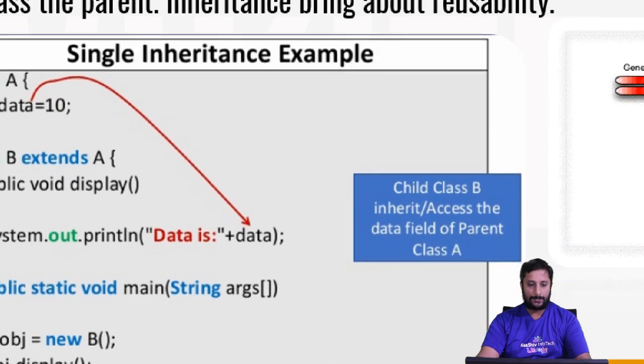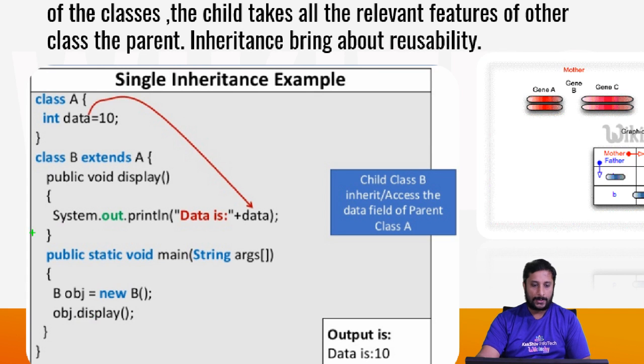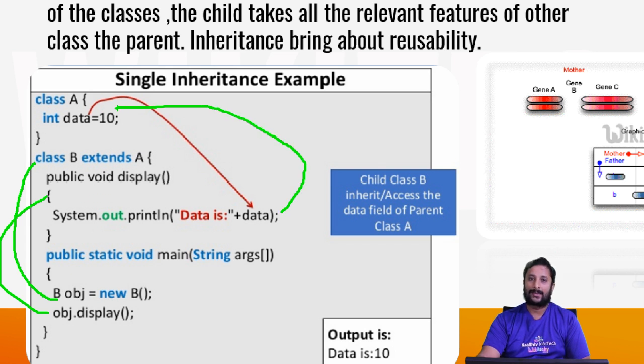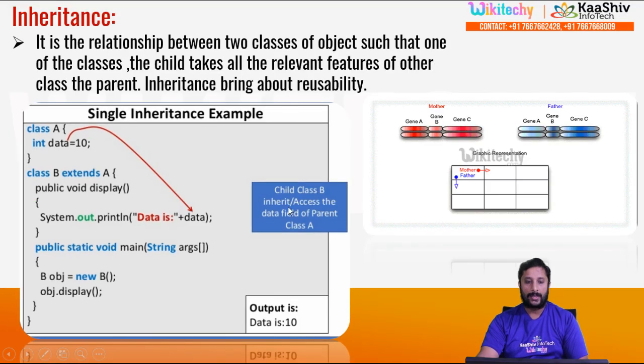So in this program, what happened is, I create an object for this class and call the methods in this class. Automatically this one calls this one. Okay, this is how inheritance works.